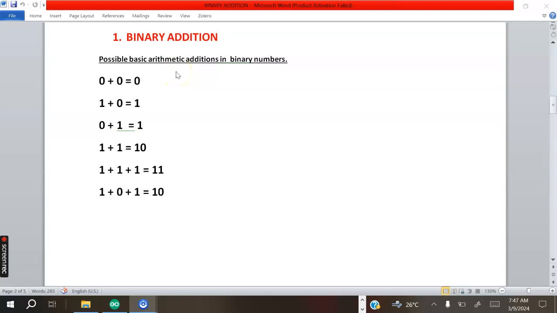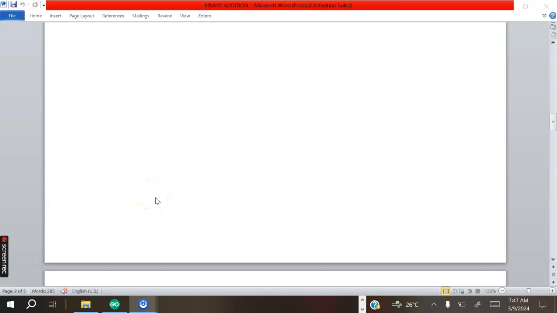which is mostly used in both addition and subtraction. For example, 0 plus 0 is always 0, 1 plus 0 is equal to 1, 0 plus 1 is equal to 1, 1 plus 1 is equal to 10, 1 plus 1 plus 1 is equal to 11, while 1 plus 0 plus 1 is equal to 10.